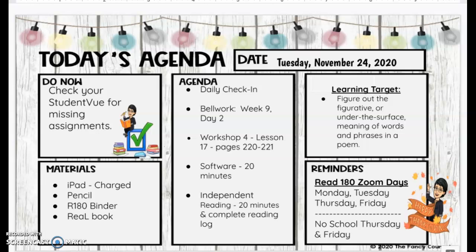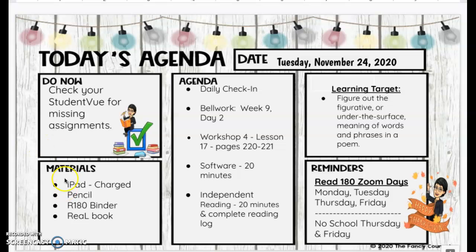And reminders, remember we're not going to have any Zoom tomorrow on Wednesday. Remember that is not a group Zoom day, just Monday, Tuesday, Thursday, Friday, but we don't have school on Thursday and Friday due to Thanksgiving break.